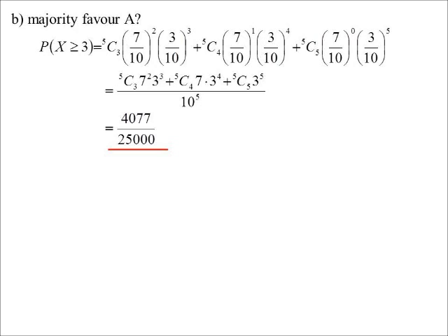Notice I used the dot multiplication there. Because I didn't have a power on the 7, if I didn't put the dot there, it looked like I was saying 73 to the power of 4. So you could use the dot, or you could use parentheses, or I suppose you could write 7 to the power of 1 if you wanted to do it that way as well.